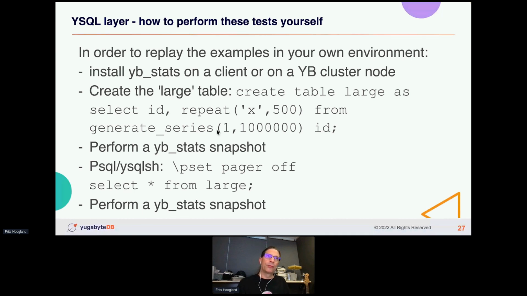So once I've created this table, I performed a yb_stats snapshot using --snapshot, so that the snapshot is materialized. Then I went into YSQL, but you can also use psql to connect to the local Postgres instance in the cluster. I set paging off using \pset pager off, and then executed the select star from large. And once this was ready, I performed the yb_stats snapshot again. And now let's see how that looks.